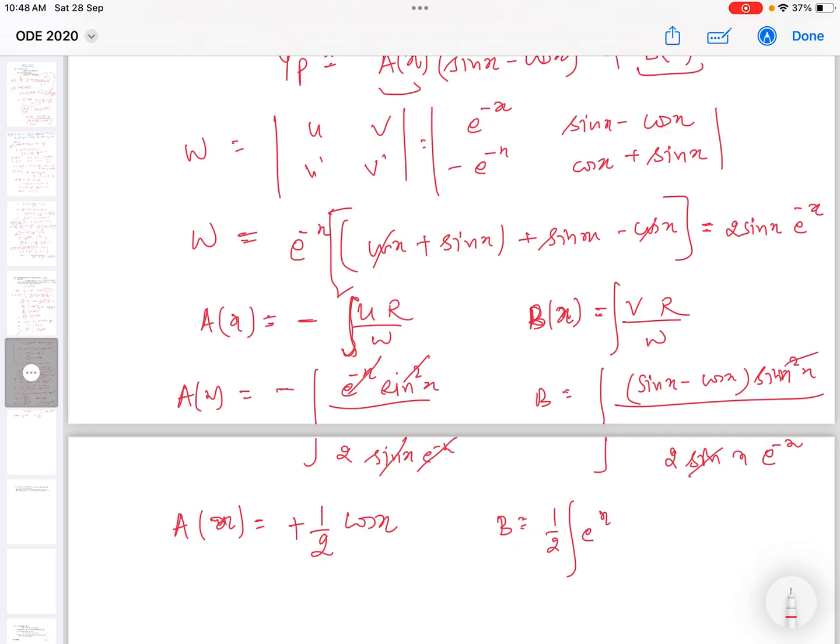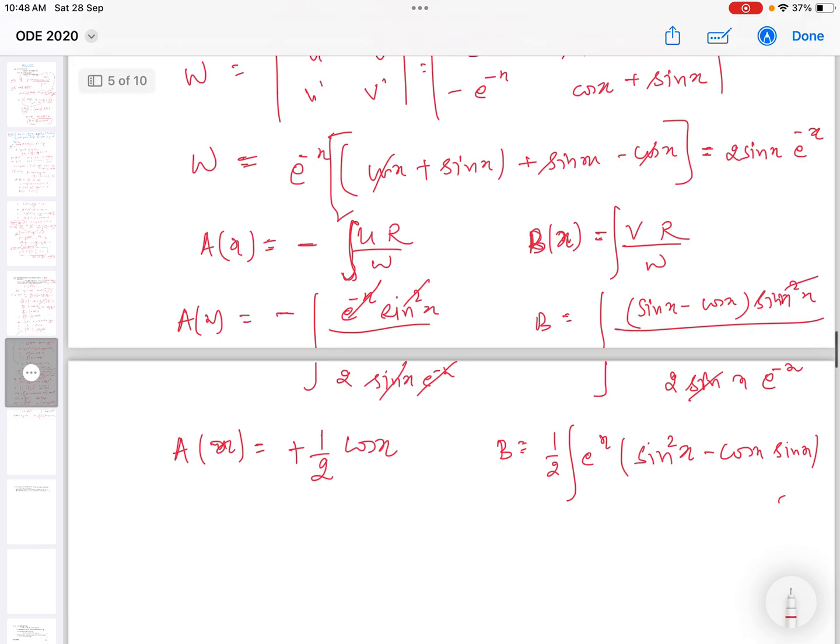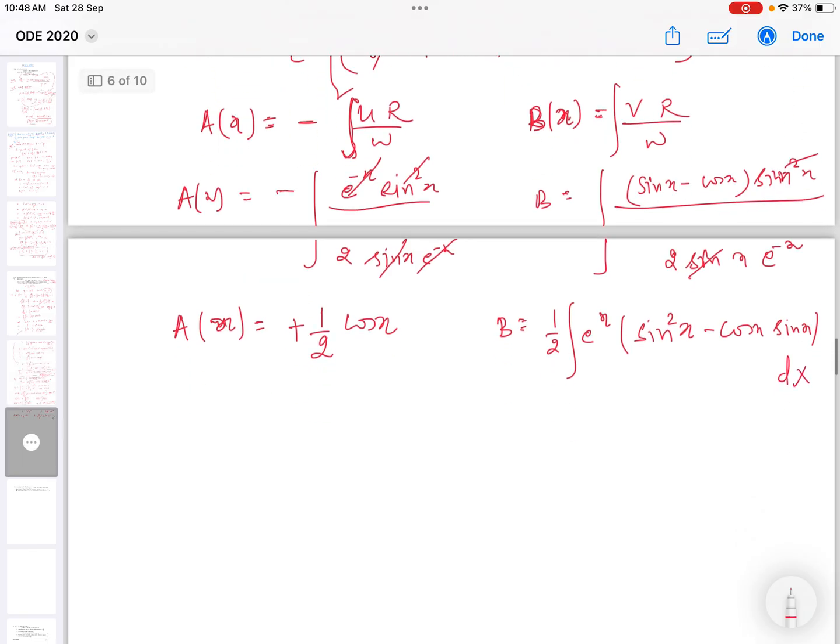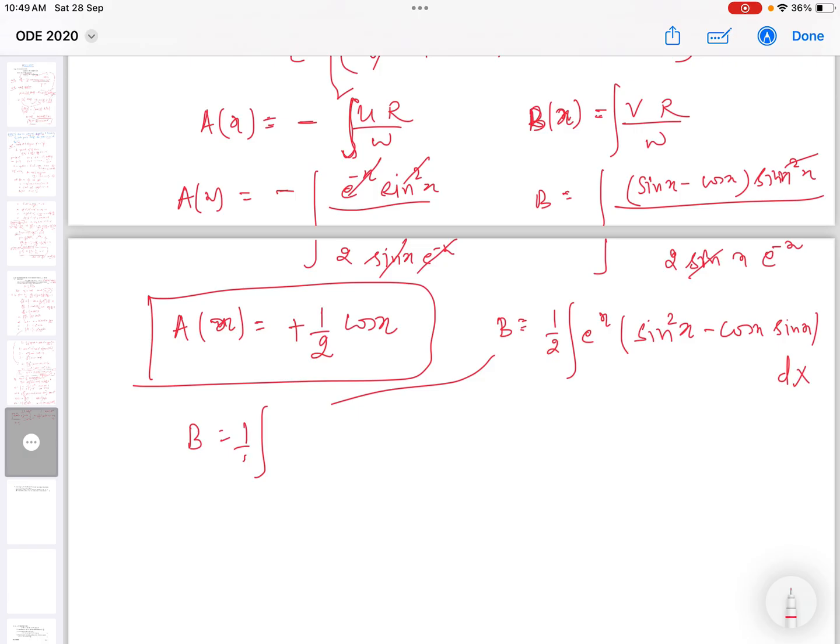e to the power x (sin square x minus cos x sin x) dx. Now taking this side, b is nothing but half of e to the power x. We have to solve this.